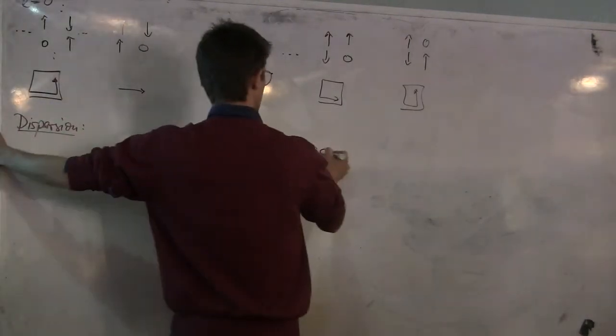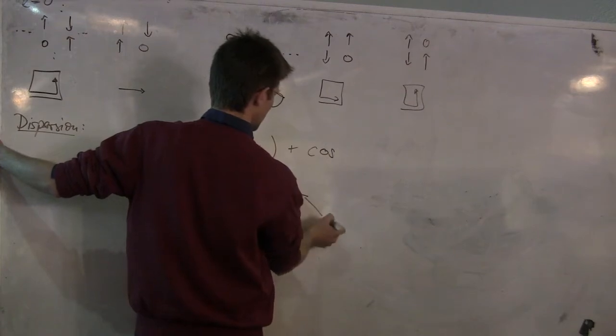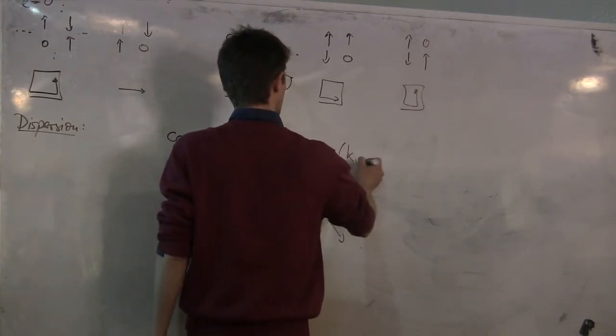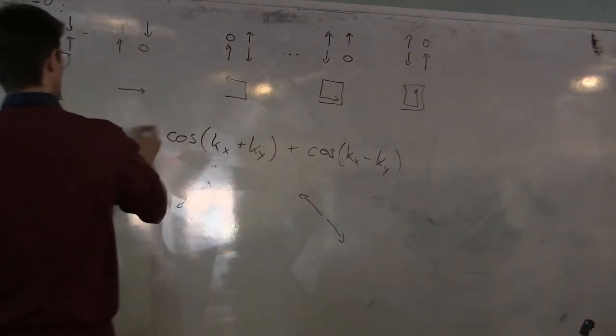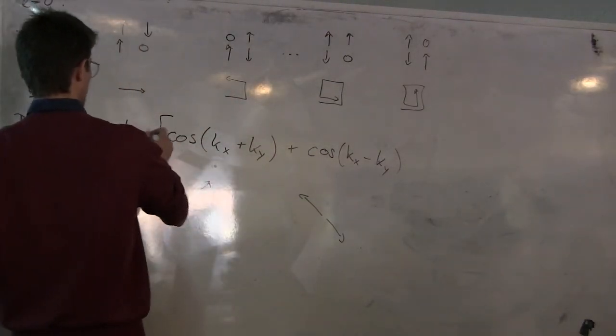And then, of course, we have another term, which is the diagonal hopping here and here, which is cosine of kx minus ky. And there will be some prefactor, and I call it t Trugman, t_T.